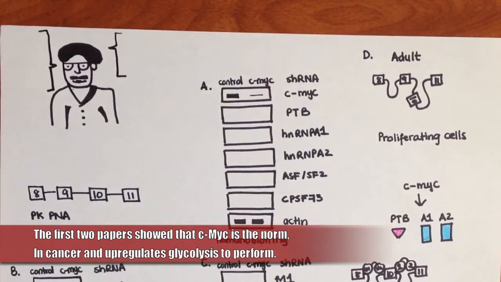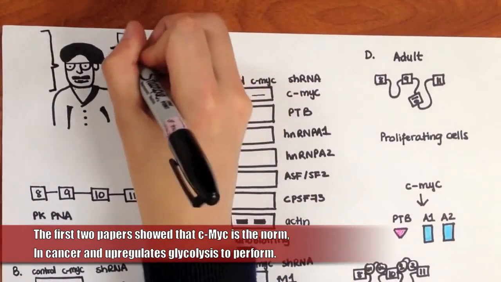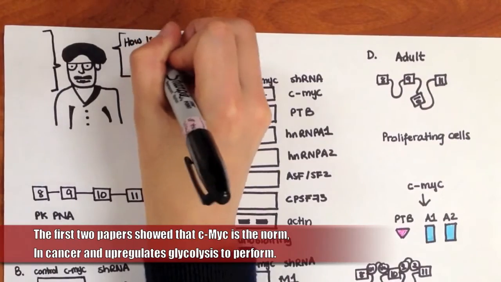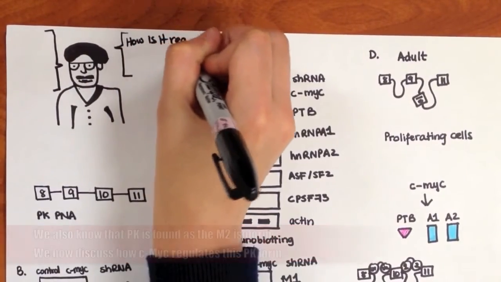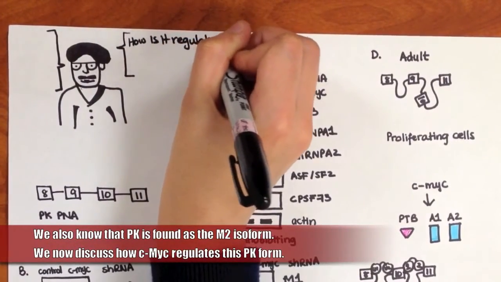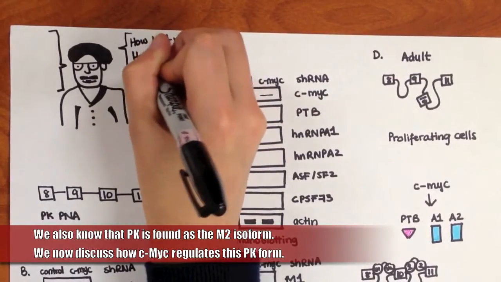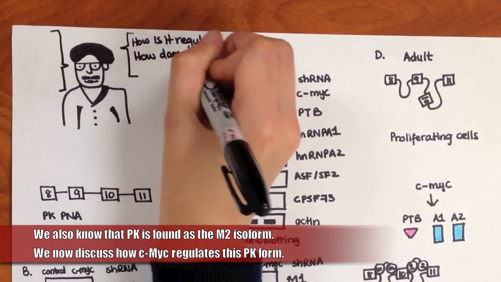The first two papers showed that c-Myc is the norm in cancer and upregulates glycolysis to perform. We also know that PK is found as the M2 isoform. We now discuss how c-Myc regulates this PK form.